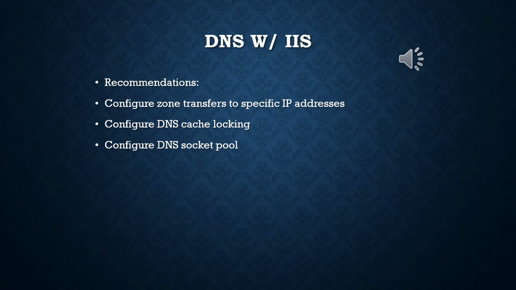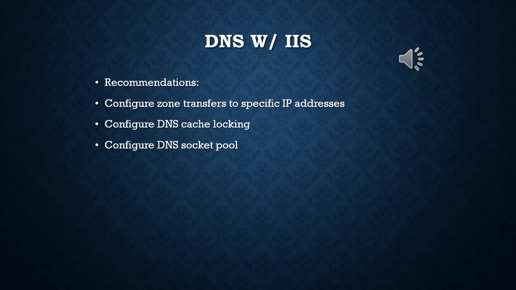Next is going to be configuring DNS with our IIS server on Windows 2019. There are just a few different recommendations in which to secure this server with DNS. Just to name a few, there is to configure zone transfers to have specific IP addresses. This is a pretty big one.